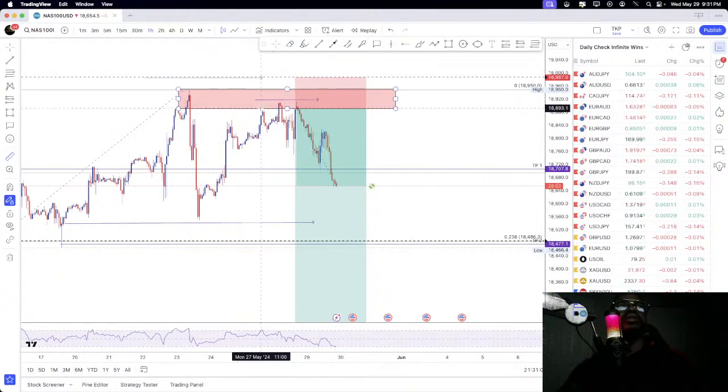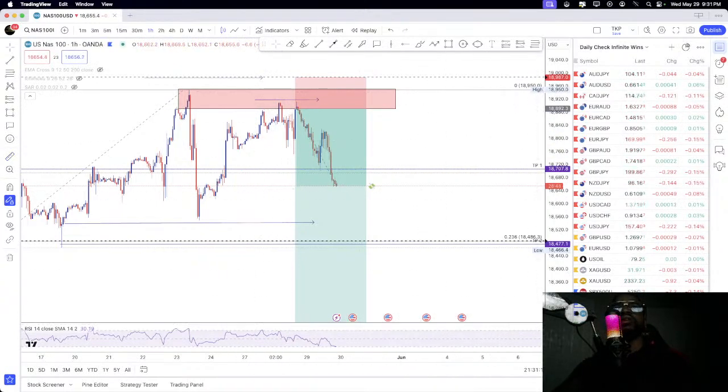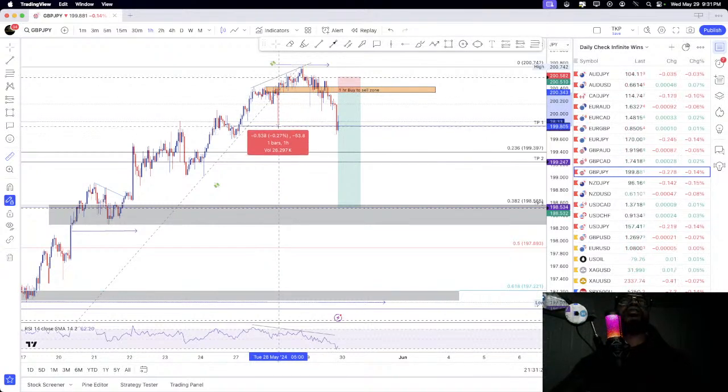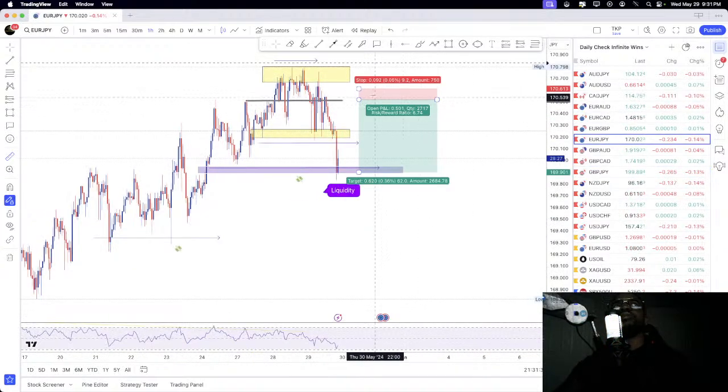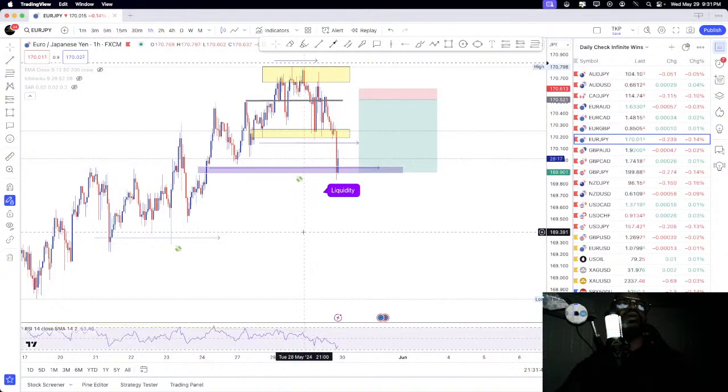Right now, NASDAQ 100. Look at that. Almost 1,000 pips here. And 53 pips on Pound JPY. And 57 pips on Euro JPY.